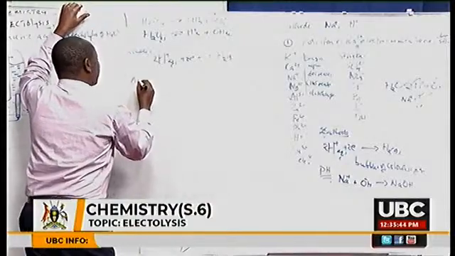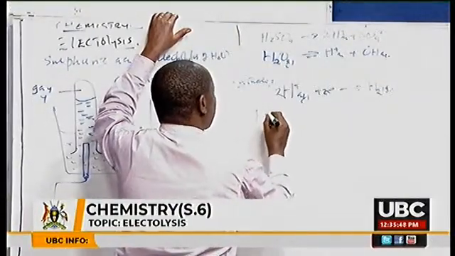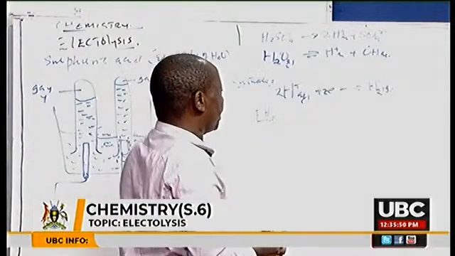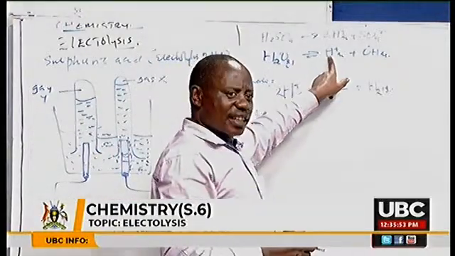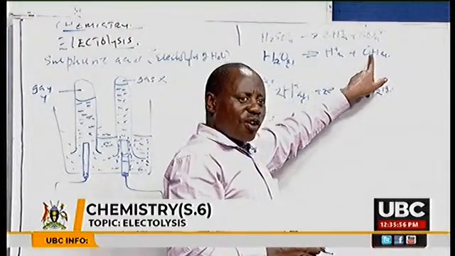Now when it comes to the anode, what happens to the pH? The withdrawal of hydrogen ions leaves the OH.